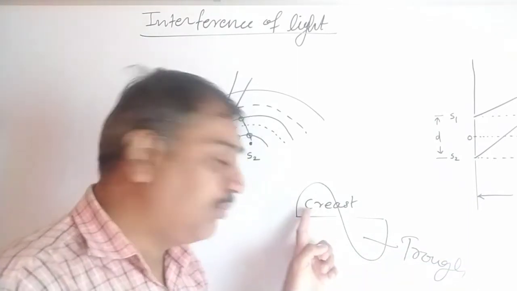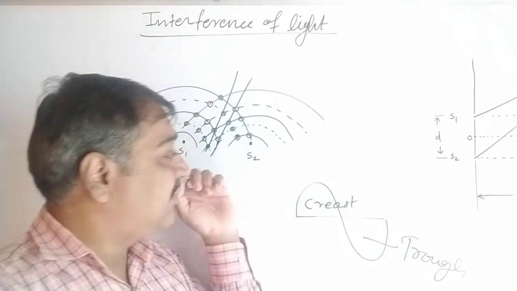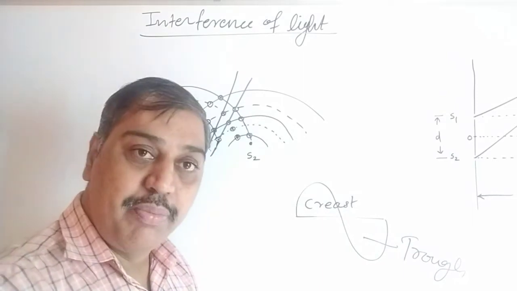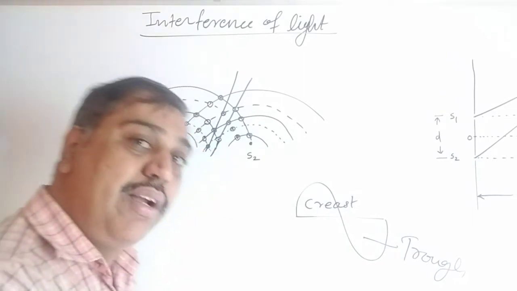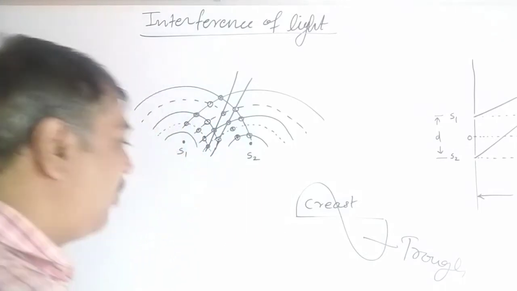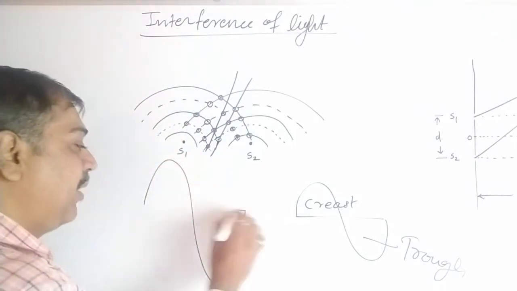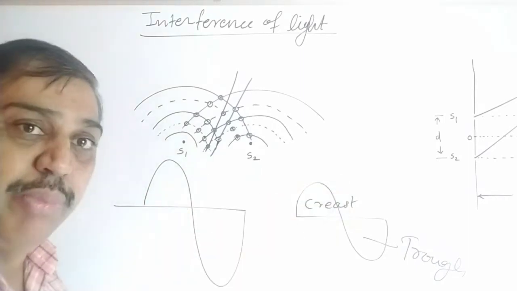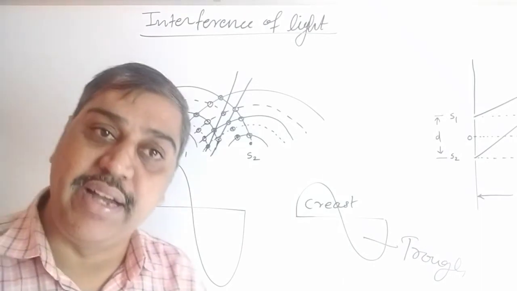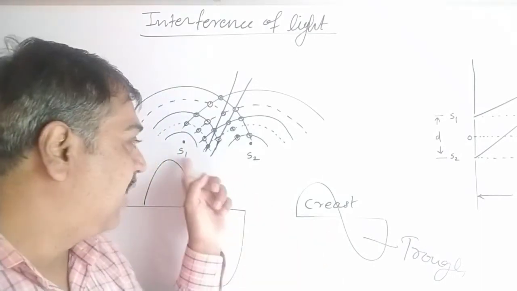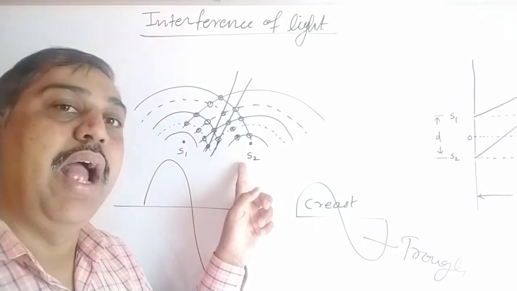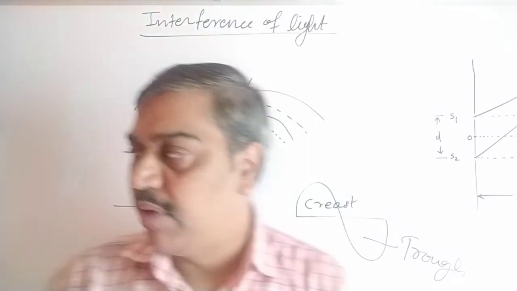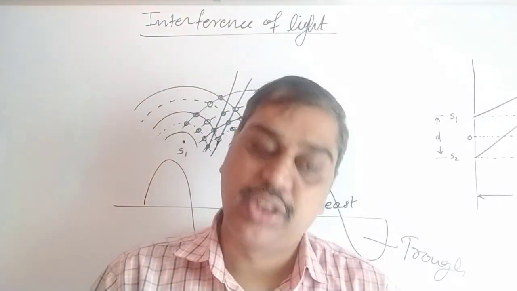So when the crest of the first wave falls on the crest of the second wave, the crest of S1 falls on the crest of S2, as well as the trough of S1 falls on the trough of S2, what will occur? The two waves interfere together, mix together, and they will produce a bigger wave. This plus another, so it will be double. So the bigger amplitude will be there, and that is said to be constructive interference. When the crest of first S1 falls on the crest of second S2, as well as the trough of first falls on the trough of second, the resultant intensity or amplitude of the wave increases, and that is said to be constructive interference.